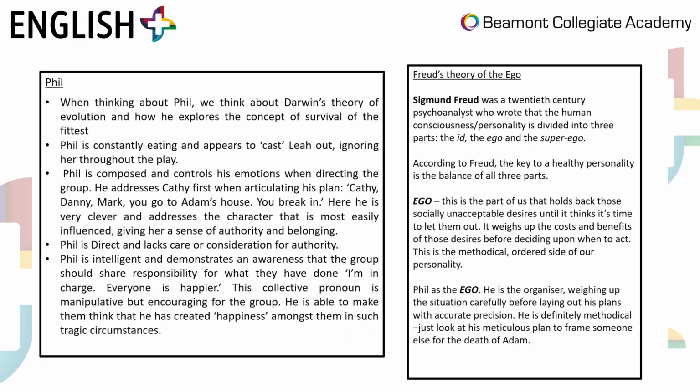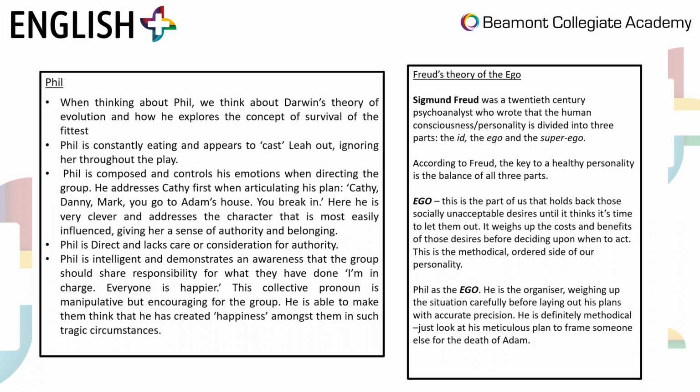Basically, those who are fully functioning in society have a balance. The ego is the bit that we would attach to Phil. So the id is the primitive side, very much seen as Kathy. The superego, the moralistic side, very much seen as Leah. And in the middle, you've got the ego. Now, the ego is the part of us that holds back on those sort of primitive desires that Kathy resorts to, where you weigh up the costs and benefits of doing them.